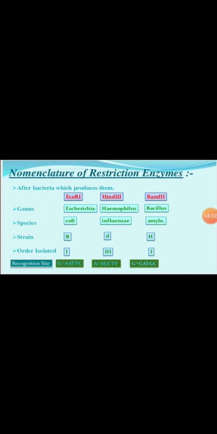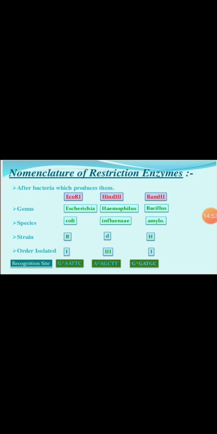Here there is a nomenclature given. A nomenclature is basically given after the name of the bacteria where it is present or from where it is isolated. For example, here three examples are taken: EcoR1, Hind3 and BamH1. So EcoR1, how is the name given? Eco: capital E is taken from the genus Escherichia. Then CO is taken from its species, the first two letters, CO.